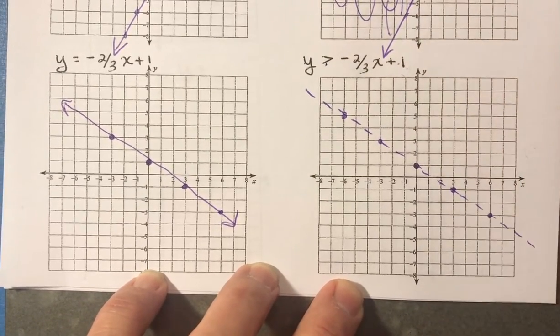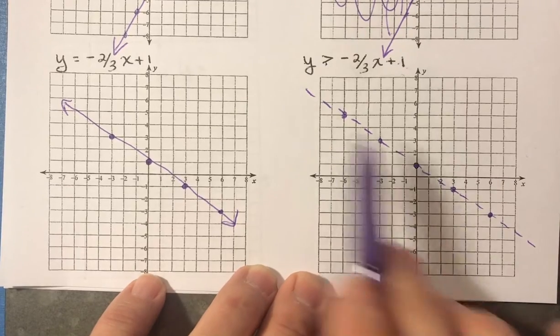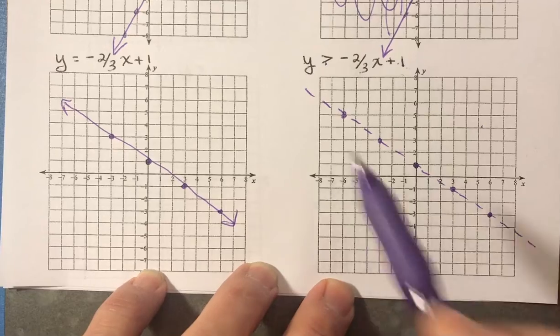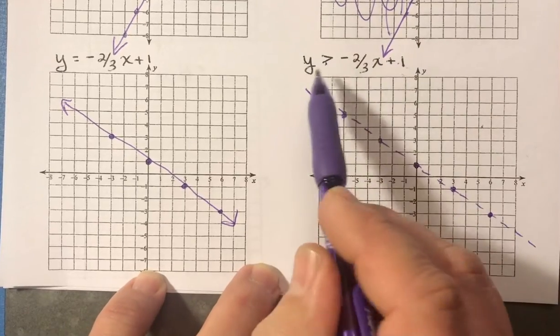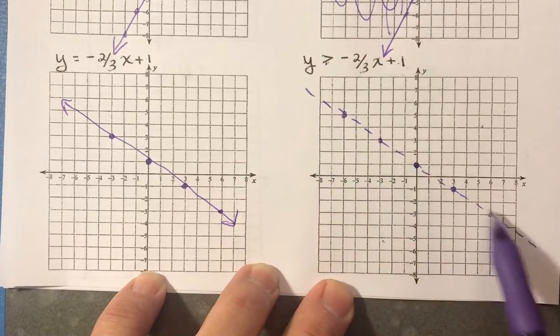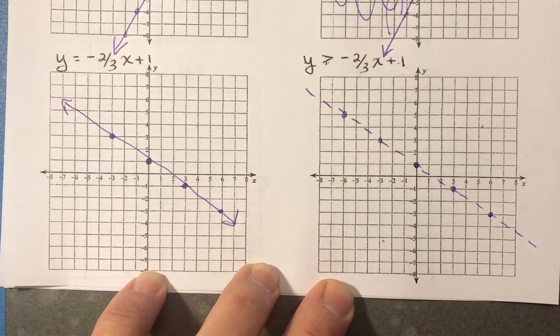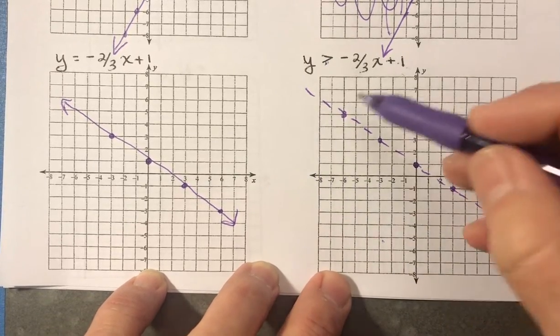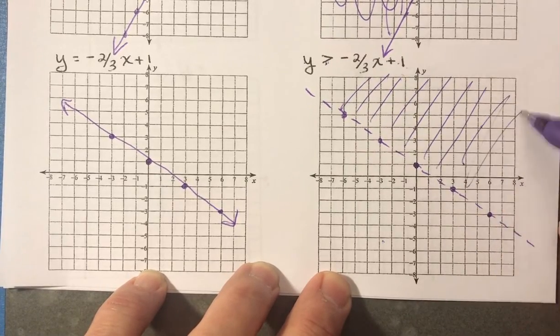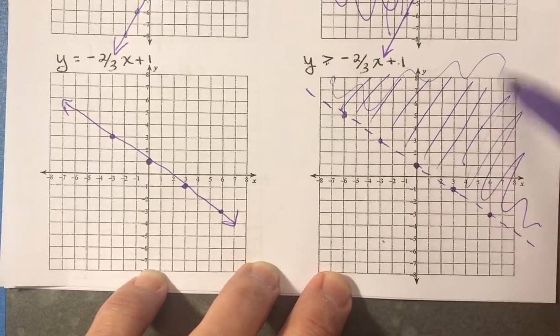And that dotted line represents a barrier between this half plane and this half plane. But as we did in the other graphs, we want y to be greater than. All along that line it's going to be equal to. We want it to be greater than. So now I'm just going to shade everything above that line.